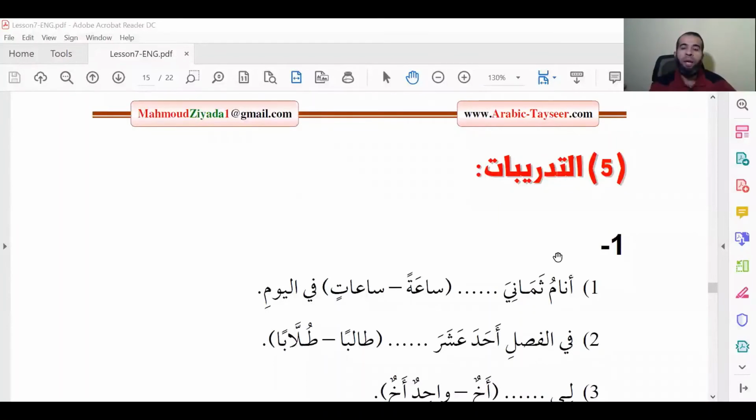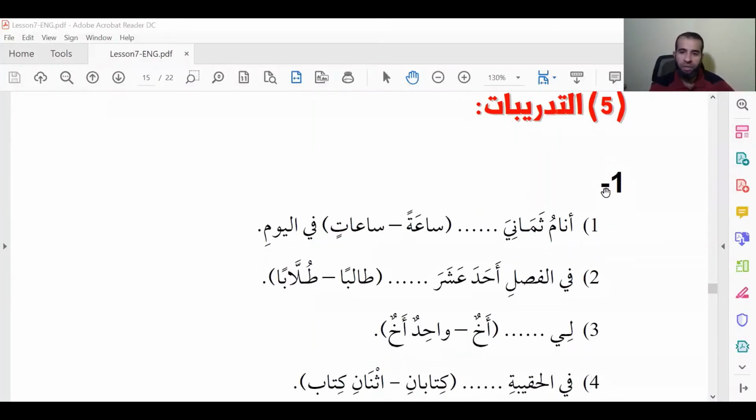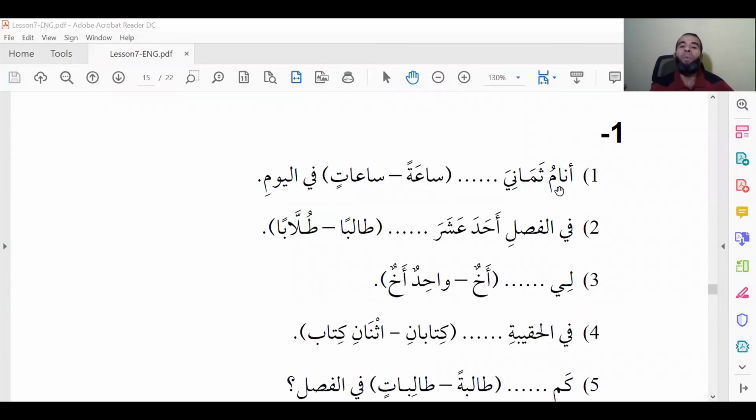الدرس السابع، التدريبات. 1. Choose the correct answer. أنام 8 ساعة أو ساعات في اليوم. It's not more than 10, so we use the plural as in English. أنام 8 ساعات في اليوم. 2. في الفصل 11 طالبا أو طلابا. It's more than 10, so we say 11 طالبا.